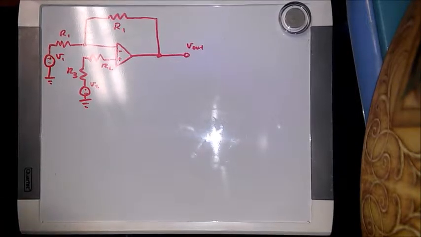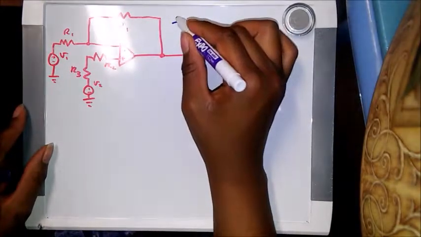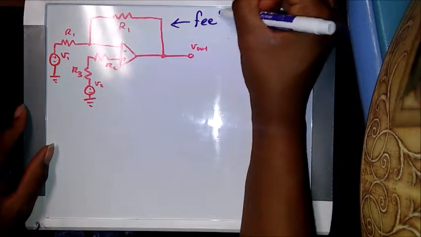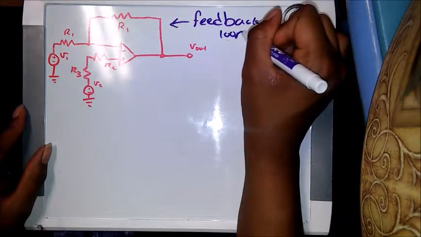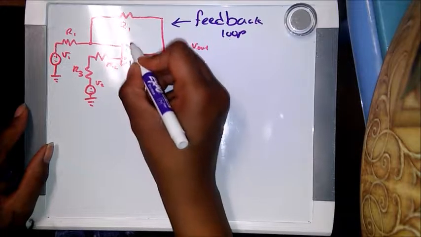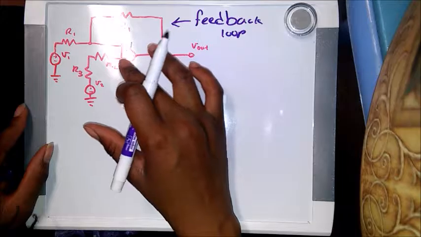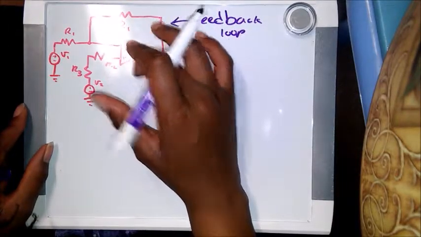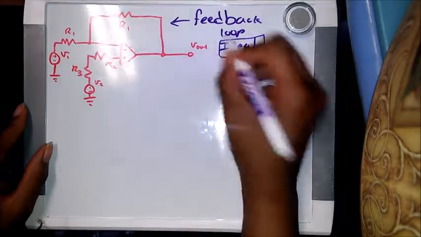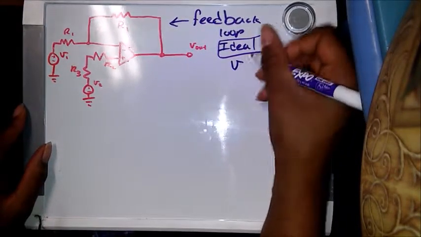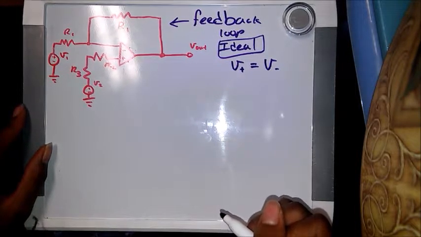But today, I'm going to show you how to solve an ideal op amp. The reason we know it's an ideal op amp is because it has this feedback loop, and it doesn't have the two little things right here, the gain and all that. So it's ideal. And what that means is that V plus is equal to V minus.